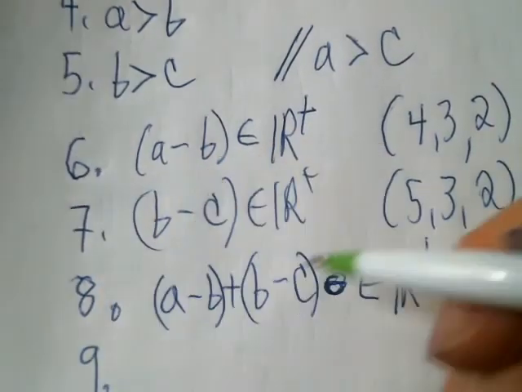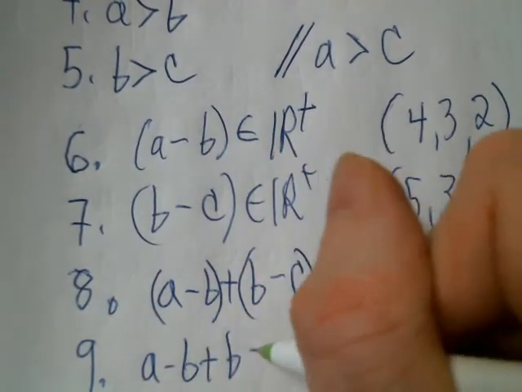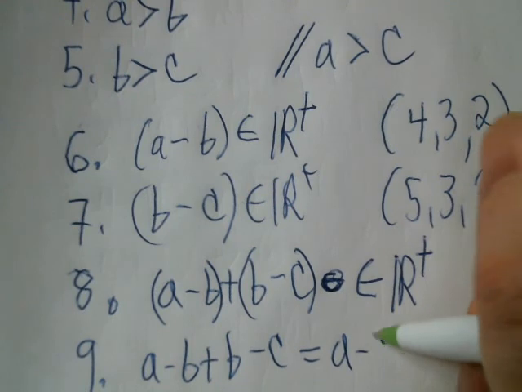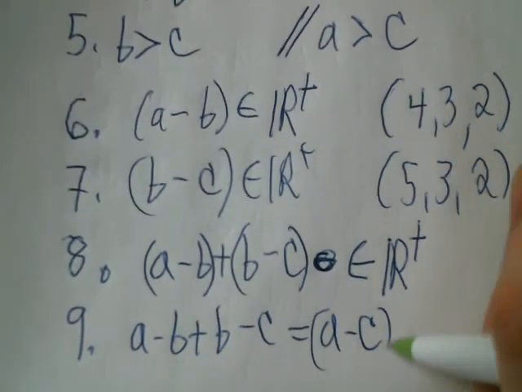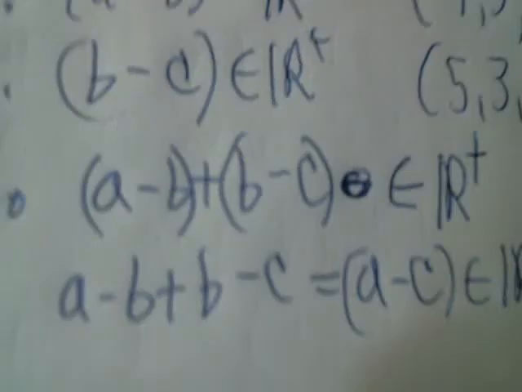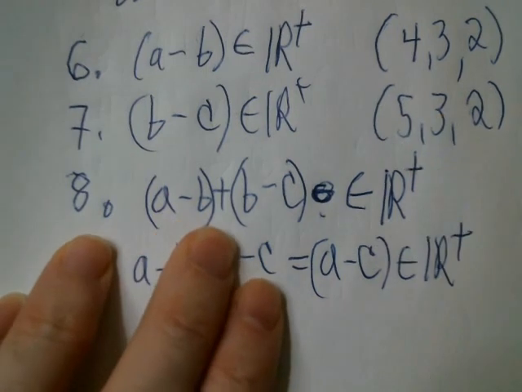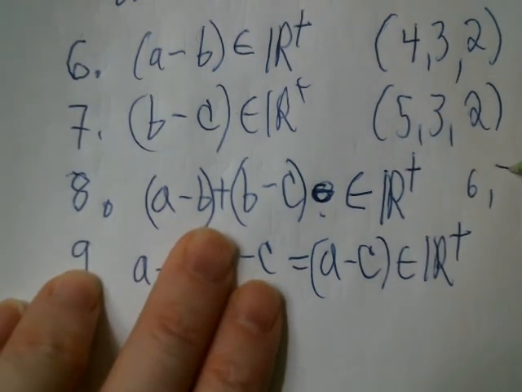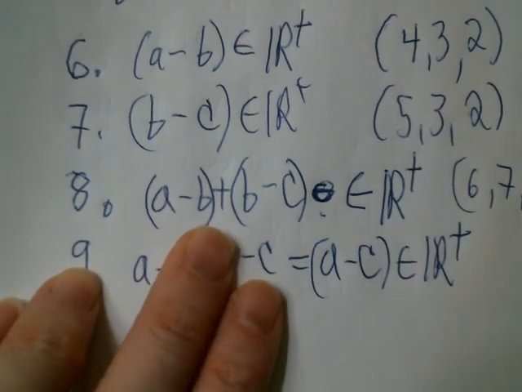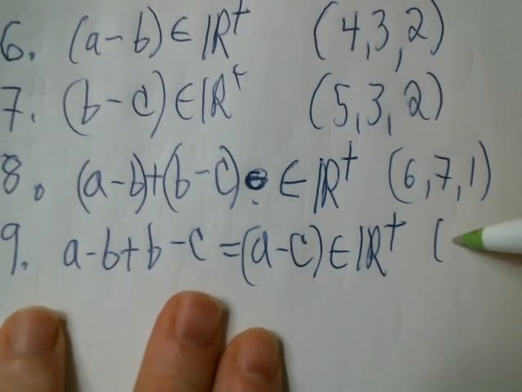And then I'll use the arithmetic. A minus B plus B minus C is equal to A minus C. And so that must be in the positive reals. Okay, so 8 follows from 6, 7, and 1. 9 follows from basic arithmetic, 8 and arithmetic.